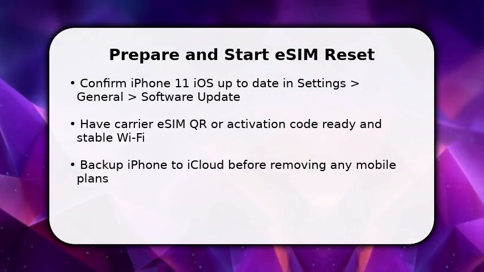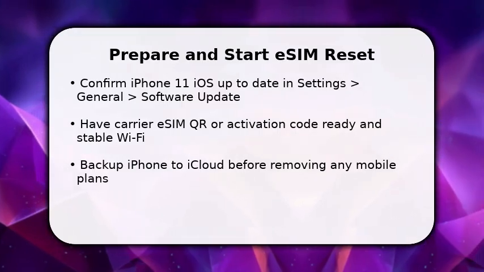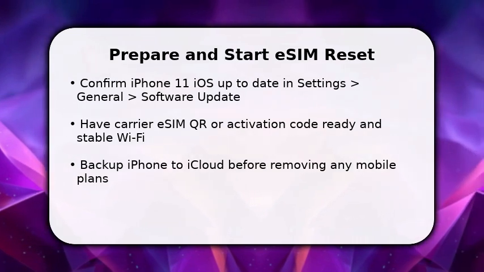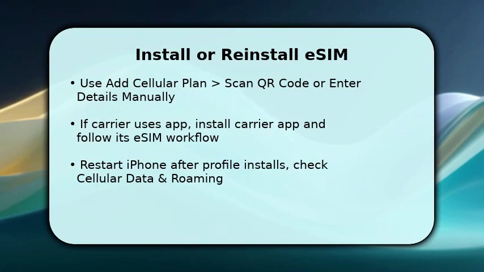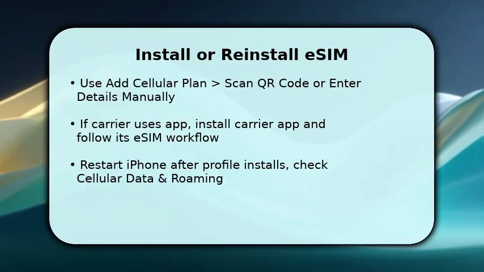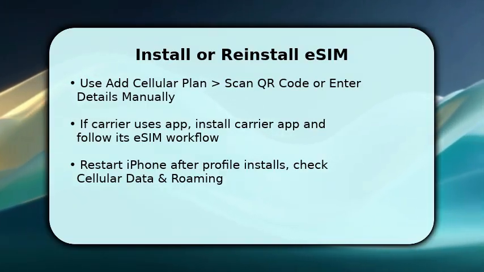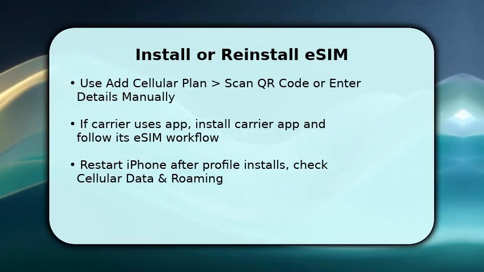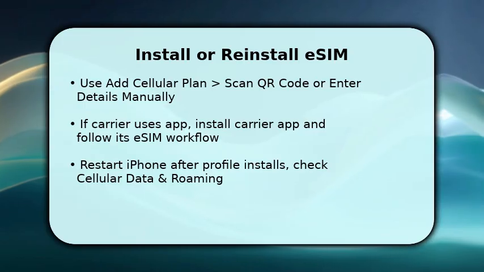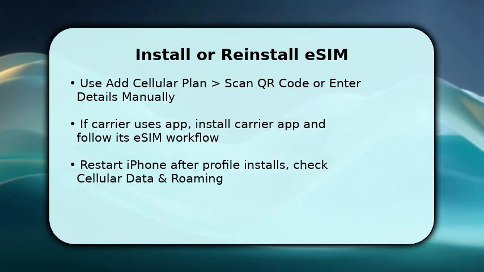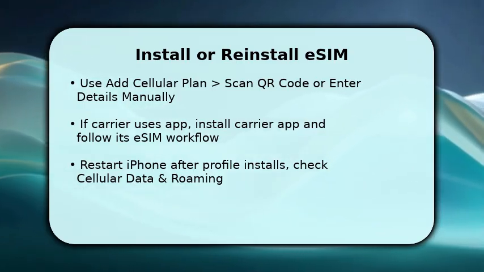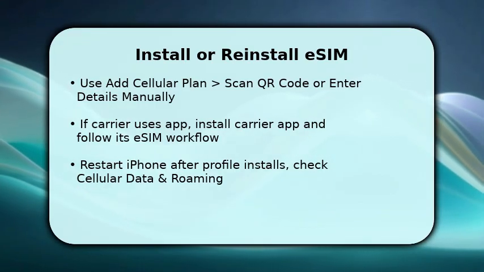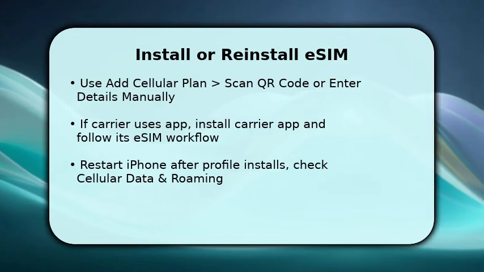Make sure you have your carrier's QR code or activation details on hand, and stay on stable Wi-Fi so the activation can complete without interruption. Next, add the eSIM by selecting Add Cellular Plan in Settings, Cellular, and scanning the carrier QR code. If the scanner fails, choose Enter Details Manually and type the SM-DP+ address and activation code provided. If your carrier supplies an app, install it and follow its guided eSIM install. Apps can handle provisioning automatically.